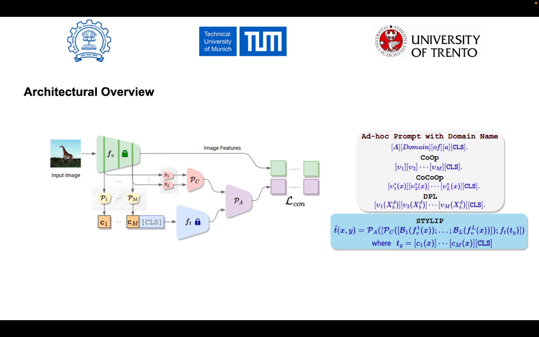This is the general architecture overview of our STYLIP, where we can see there are content projectors, and then there are style projectors which we defined as P1 to PM. The embeddings from the style projectors are passed through the frozen CLIP to learn in a contrastive manner. On the right-hand side we can see how different prompt learning techniques have been developed over time and how we are different from them.